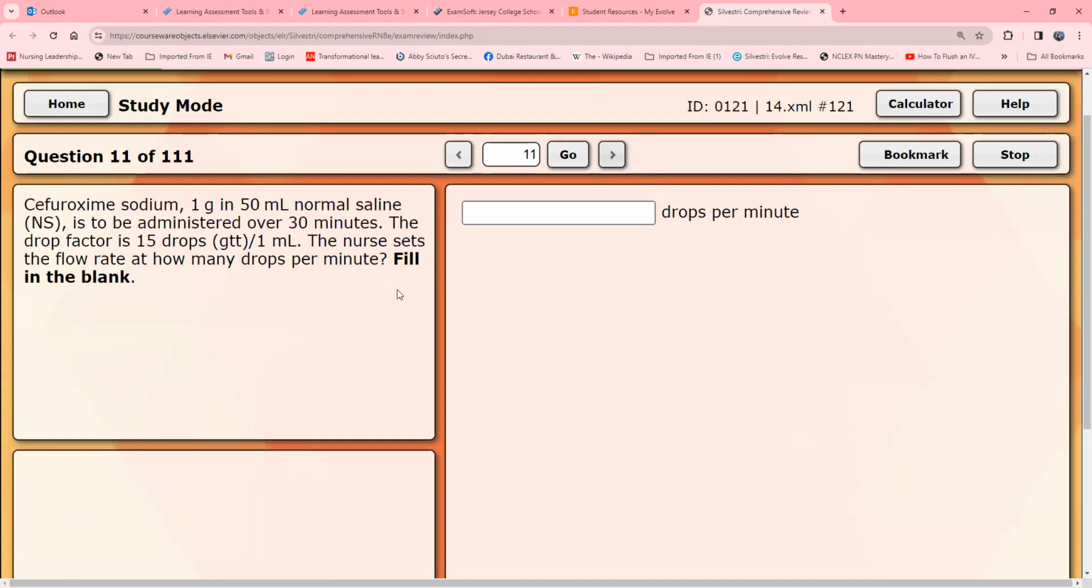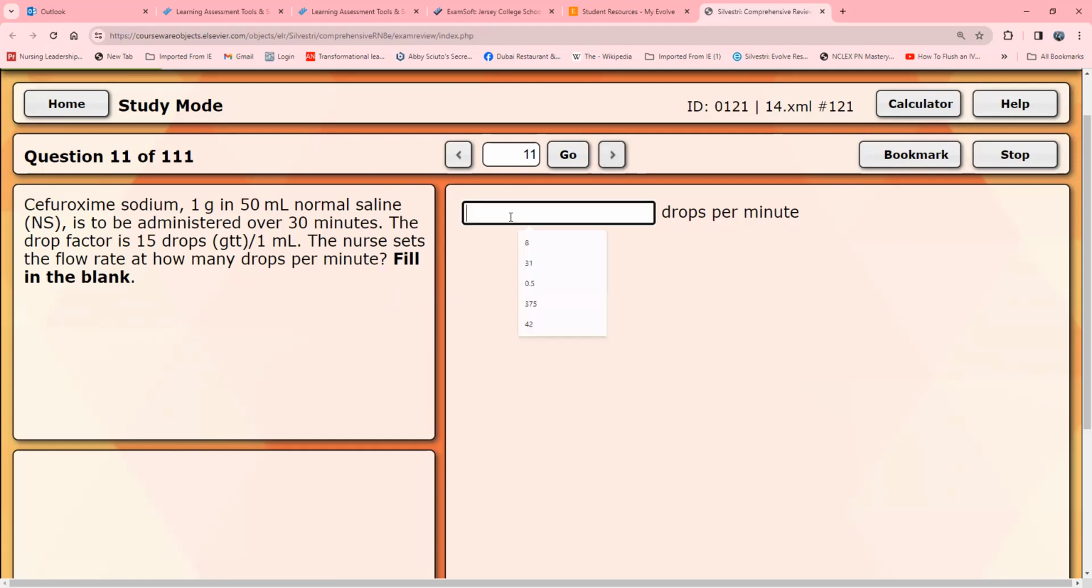Here's another one. What's the question asking you? Drops per minute. So that right away tells you three things, right? Total volume, total time in minutes, the drop factor, always a whole number. What'd you get? 25. Anybody still working? 25.